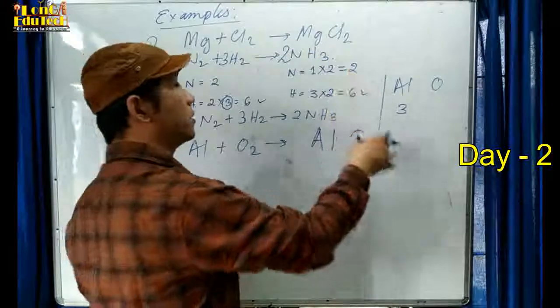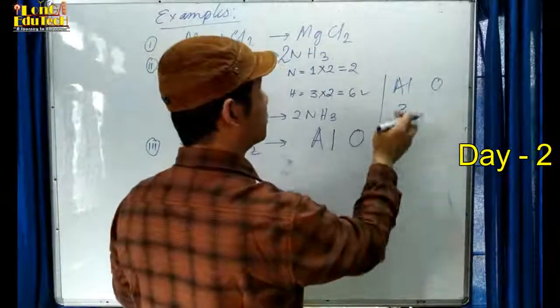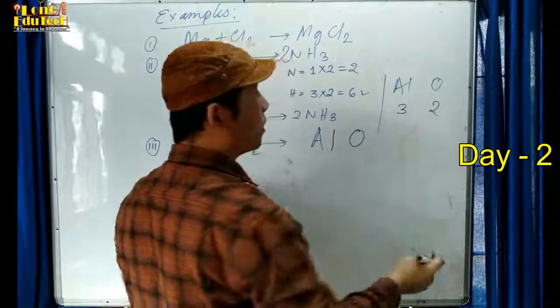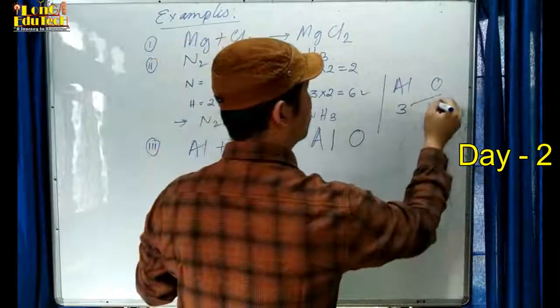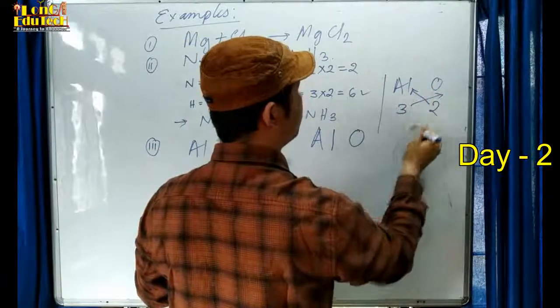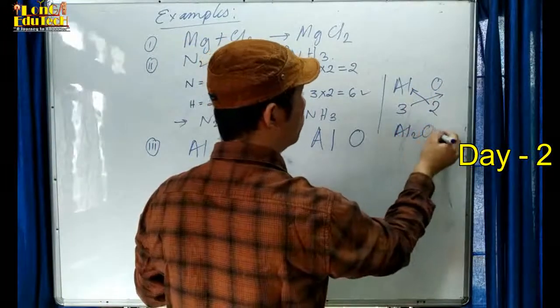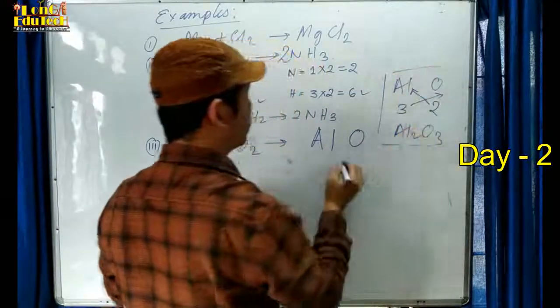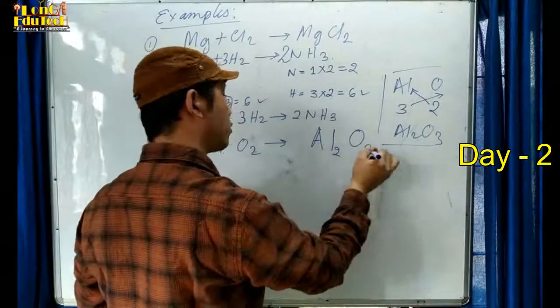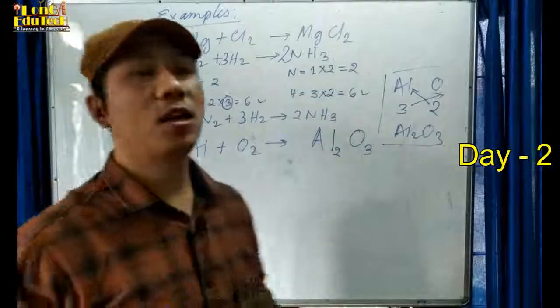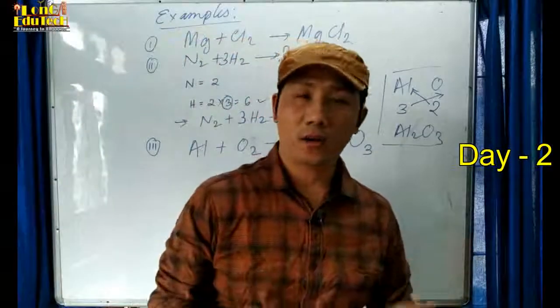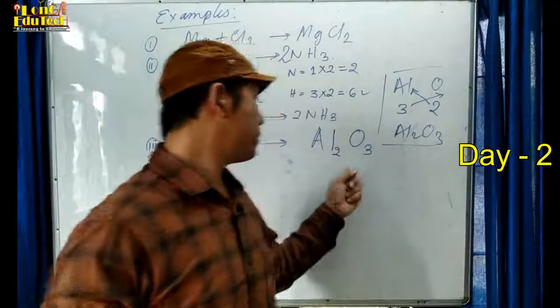Okay, aluminium's valency is 3 and oxygen's is 2. As per the rule, we cross multiply, as you know. Then Al2O3, am I right? So Al2O3 is the correct formula of aluminium oxide, right?